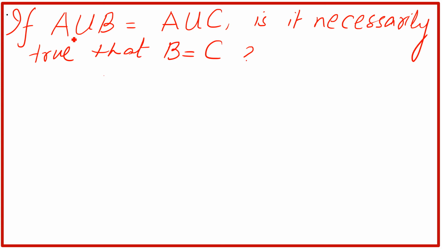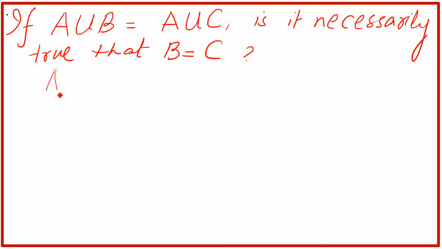In this lesson, we have to prove this relation and then answer whether this is true or false. Suppose it says A union B equal to A union C. First we have to prove A union B is equal to A union C. Is it necessarily true that B should be equal to C?